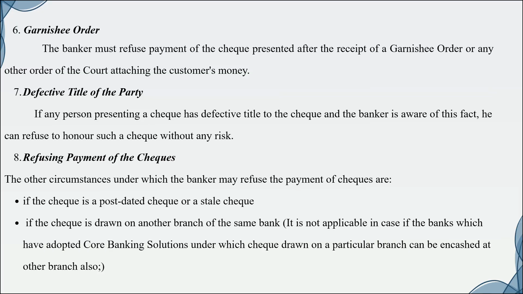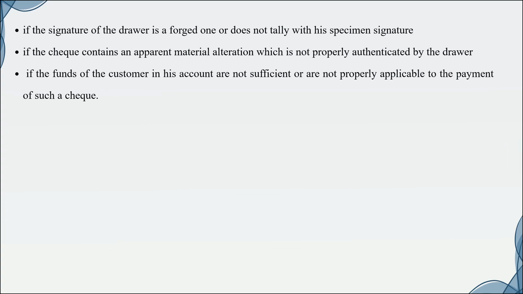And next one, if the check is drawn on another branch of the same bank, but this situation is not applicable nowadays in the case of banks which have adopted core banking solution, meaning a check drawn on a particular branch can be encashed at other branches also. Then next one is if the signature of the drawer is a forged one or does not tally with the specimen signature, in that situation also they can refuse payment. Then next, if the check contains an apparent material alteration which is not properly authenticated by the drawer, in such situation also they can refuse payment.